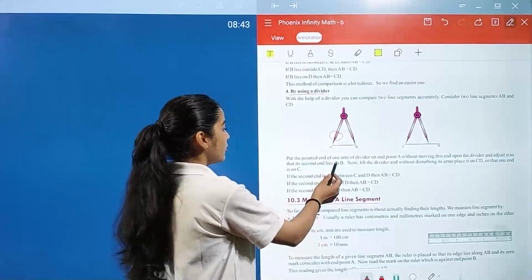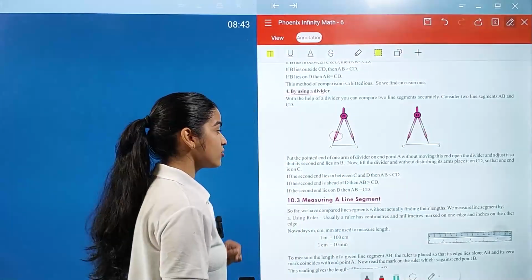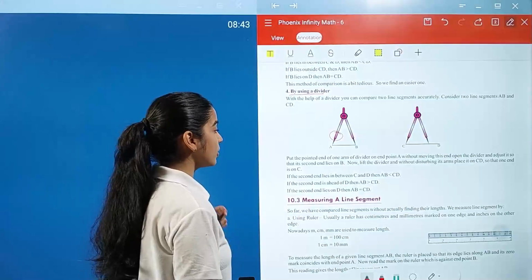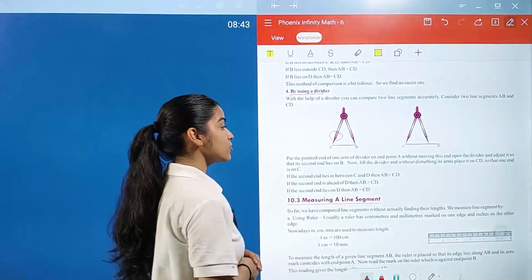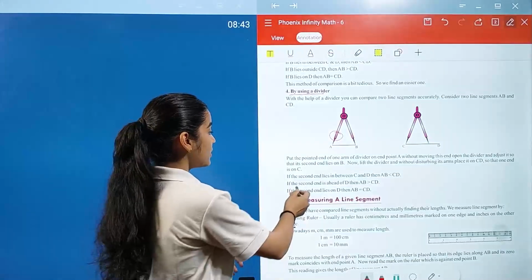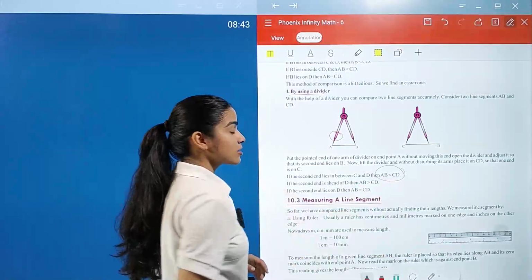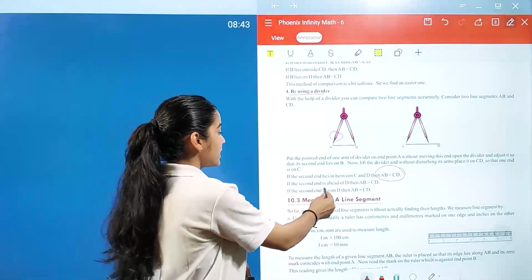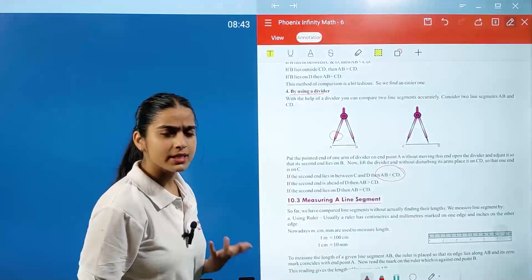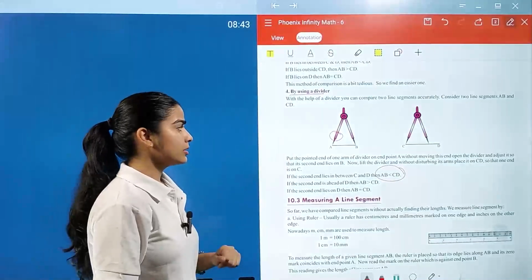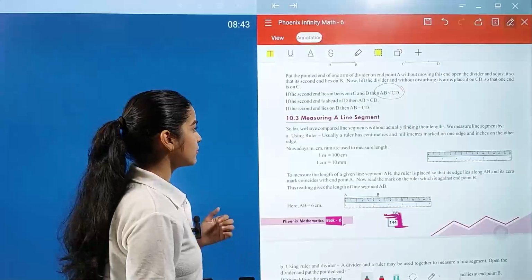Put the pointed head of one arm of the divider on the end point A and, without moving this end point, adjust it so that its second end lies on B. Now lift the divider and, without disturbing its arms, place it on CD so that one end is on C. If the second end lies between C and D, then AB is smaller than CD. If the second end is ahead of D, then AB is greater than CD. So you can easily classify which one is greater and which one is smaller using your divider.